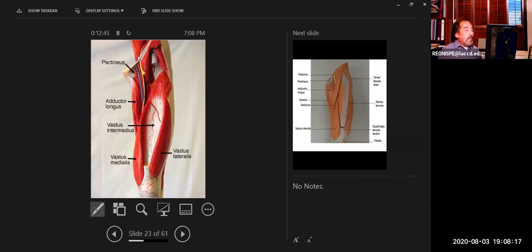Okay, and here, this is actually a picture where the vastus intermedius is. So the rectus femoris was removed here. So you can actually see the three vastus now. Vastus medialis, vastus intermedius, and then vastus lateralis. Okay, and remember, these are part of the adductors. So this is adductor longus, and a small one is called pectineus. Okay.